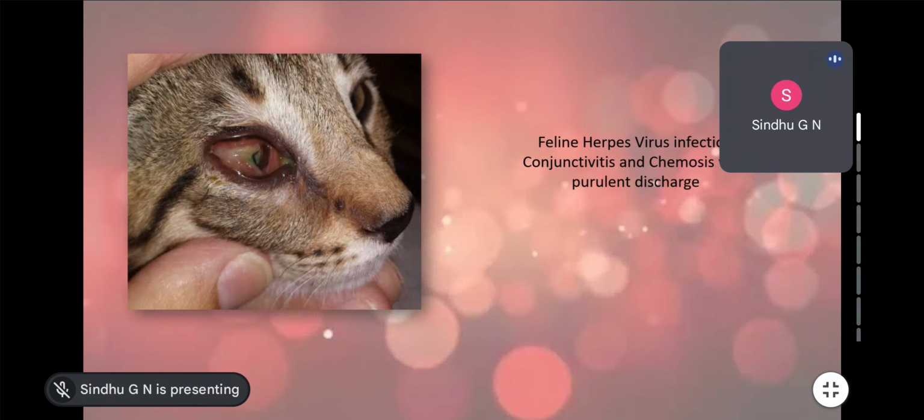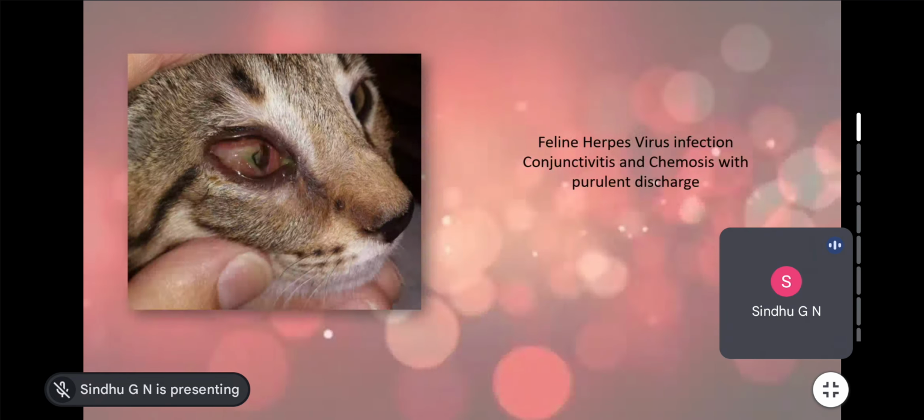So this one is a feline herpes virus infection. There is conjunctivitis and chemosis with purulent ocular discharge.